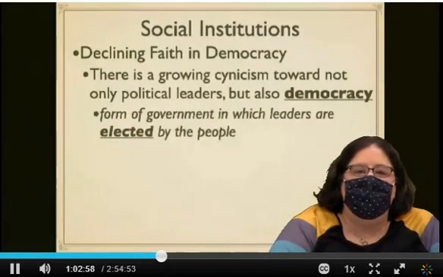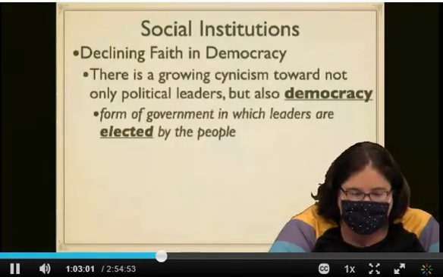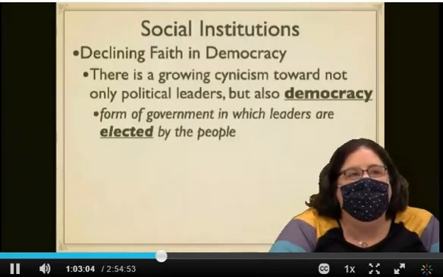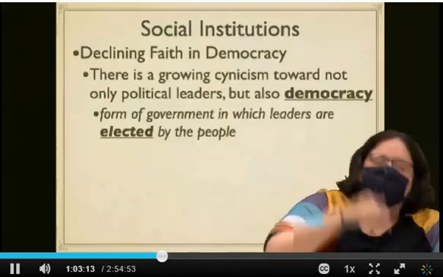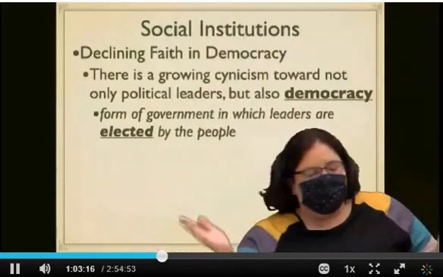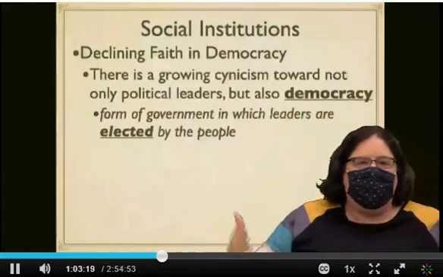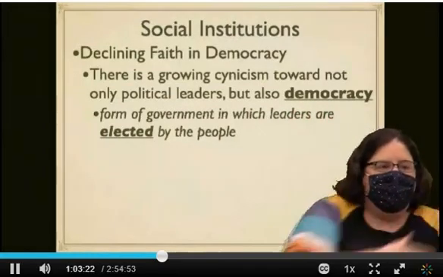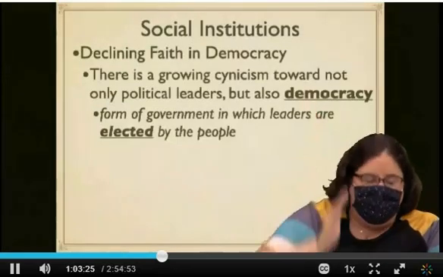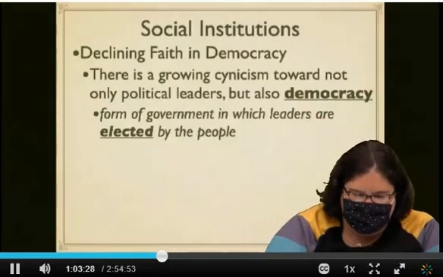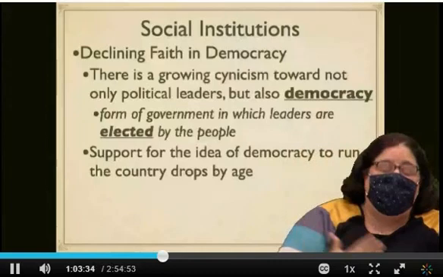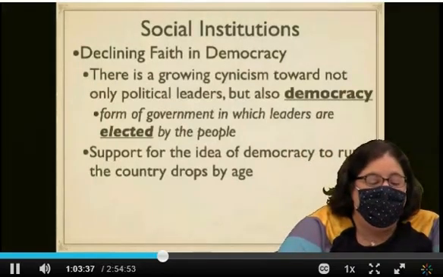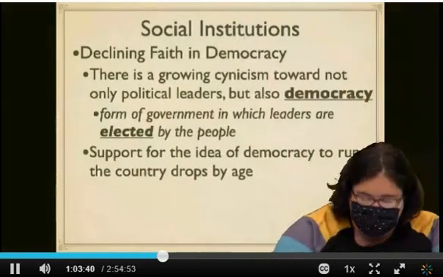Just for the record, democracy is a form of government in which leaders are elected by the people. There's lots of different kinds of democracy. I know there'll be some pedantry out there where somebody's like, well, we are a constitutional republic because we elect representatives to then elect our leaders, right? Which is true, but we are still a form of democracy, right? The people elect through a representative form. The point is that support for the idea of democracy, the actual idea of democracy, support of democracy to run the country drops by age.